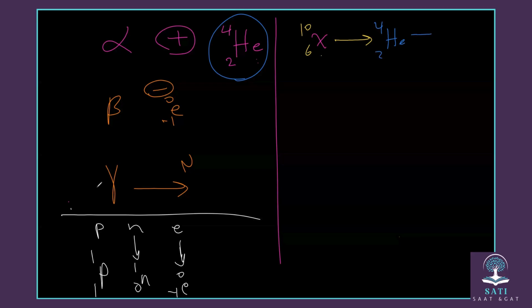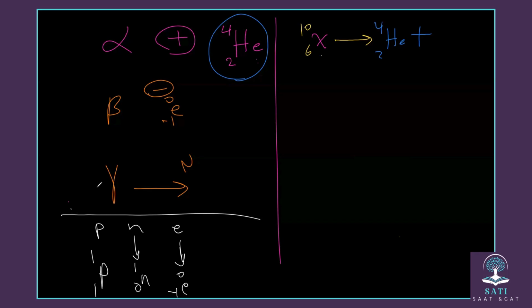In this case, when this element X emits alpha, the nucleus of the element X will be changed into a different nucleus. That means it will become a new element. As we mentioned in the beginning, atoms of different elements differ in atomic number, that means the number of electrons and the number of protons. So in nuclear reactions, the nucleus is changed. That means the atomic number and atomic mass are changed.